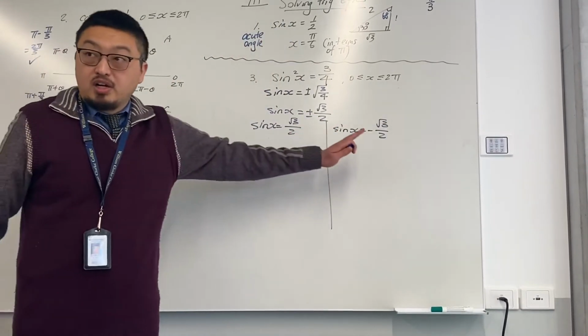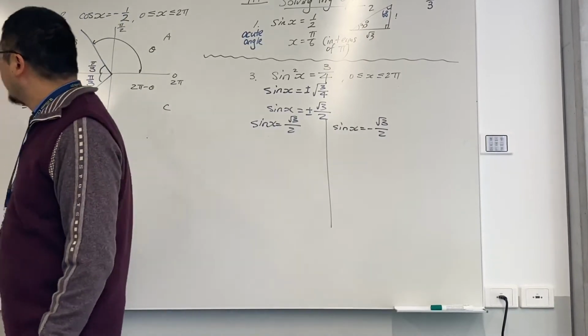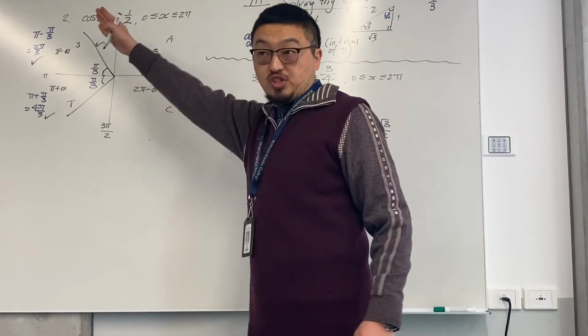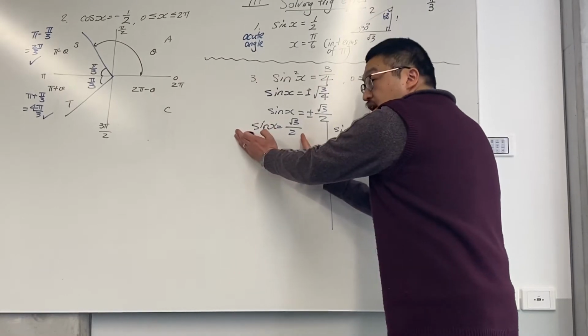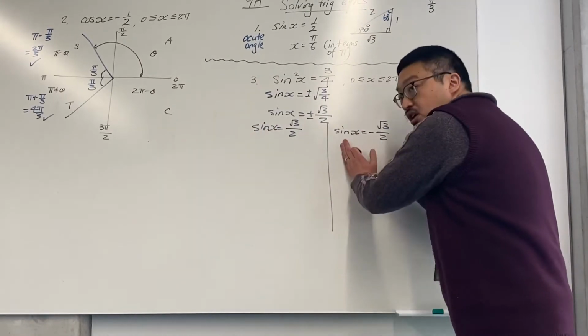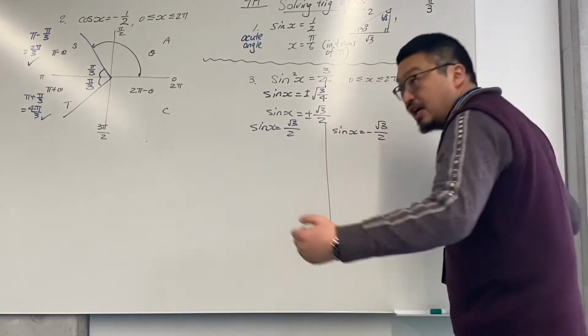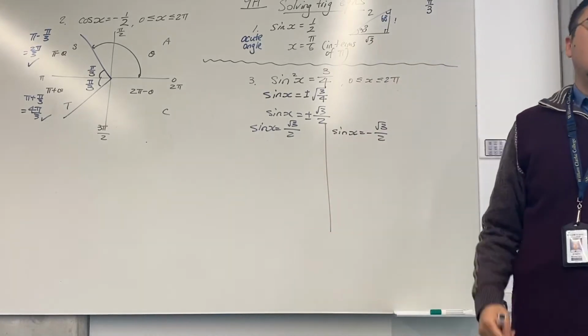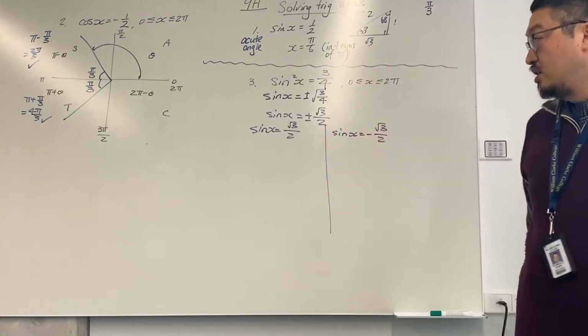So from here, it became our previous style of question. Figure out what's the answer here, figure out what's the answer here, between 0 and 2 pi, and combine them together. That's your final answer. That's your thinking in exam. All right? So let's have a look.